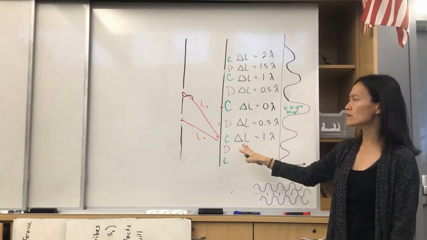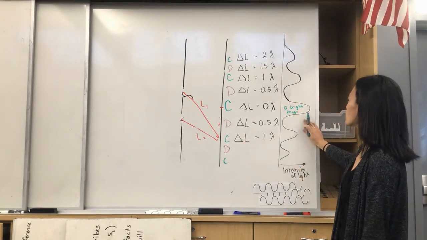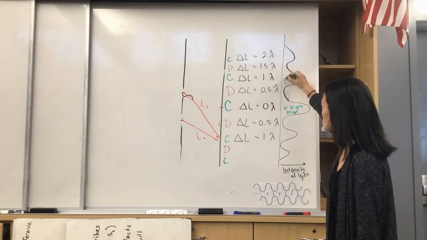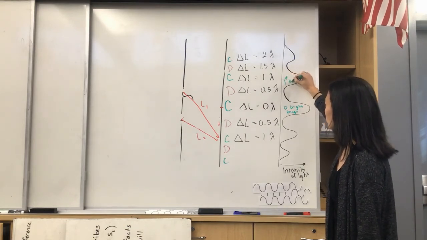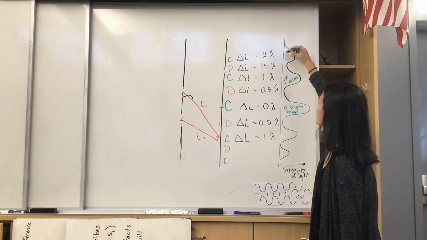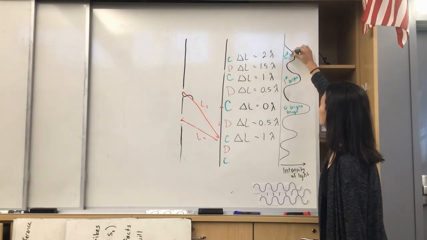You should draw this. This is a good kind of visual. This is the 0 bright fringe. This is the first order bright fringe. This is the second bright.